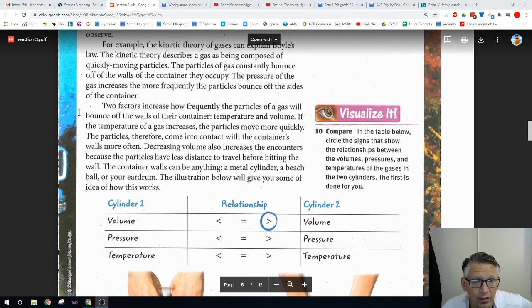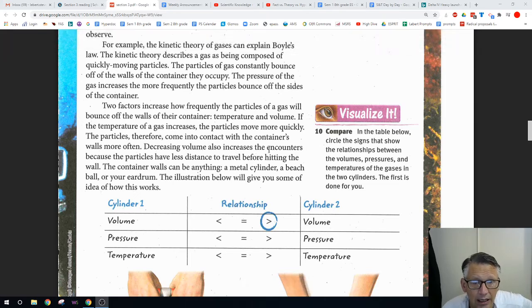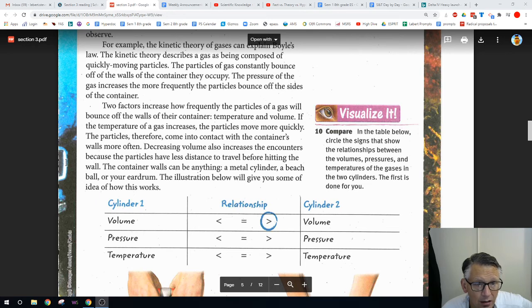Two factors increase how frequently the particles of the gas will bounce off the walls of the container: temperature and volume. If the temperature of the gas increases, the particles move more quickly. The particles, therefore, come into contact with the container's wall more often. Decreasing the volume also increases the encounters because the particles have less distance to travel before hitting the wall.